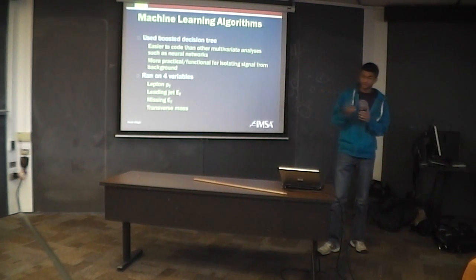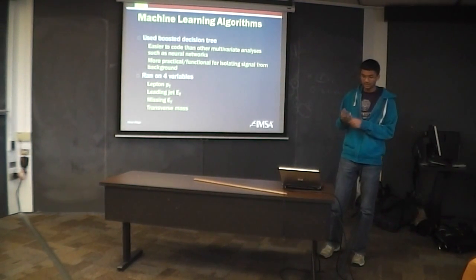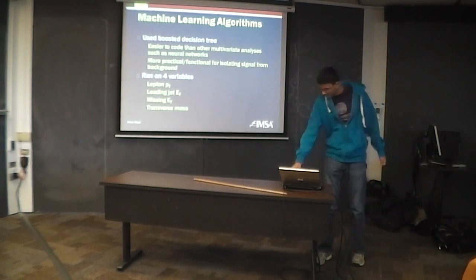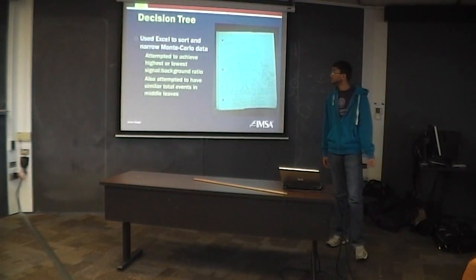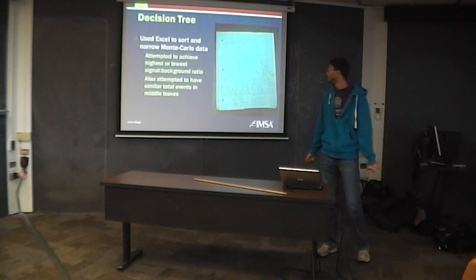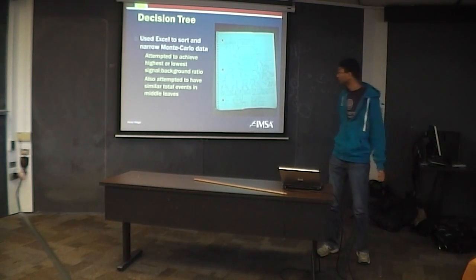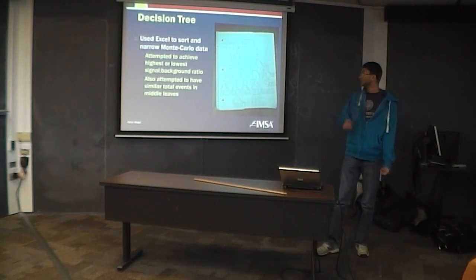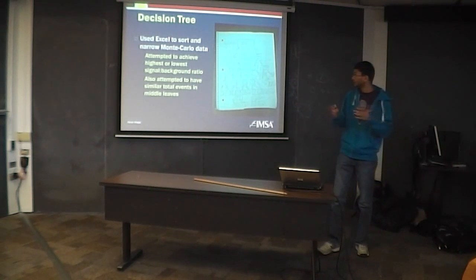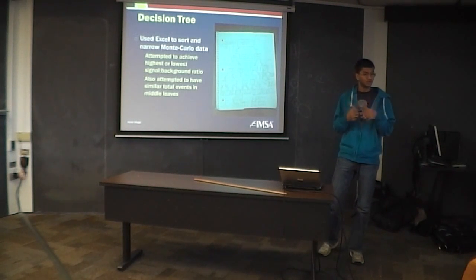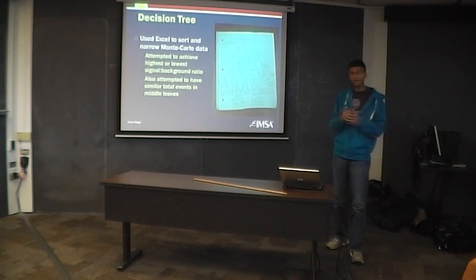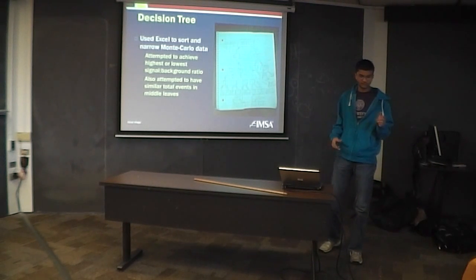I ran my boosted decision tree on 4 variables: leading jet ET, leading jet ET, missing ET, and transverse mass. The first step in creating my decision tree was to use the Monte Carlo to create my different bins and create conditions to isolate events into them. Using the Monte Carlo data, I looked to achieve the highest or lowest ratio of signal to background. That means I either have a lot of signal in one bin or a lot of background in one bin, so I can isolate the events clearly as signal or background.